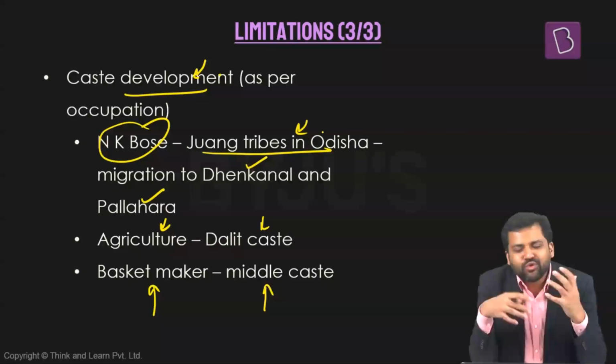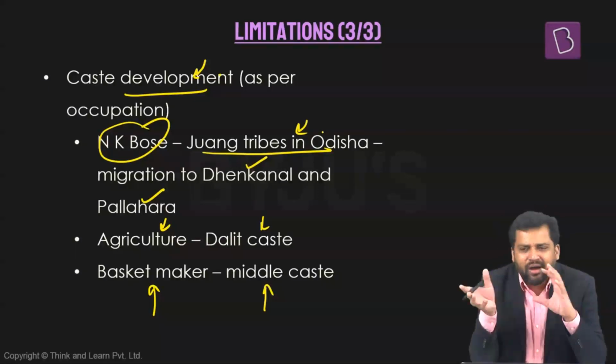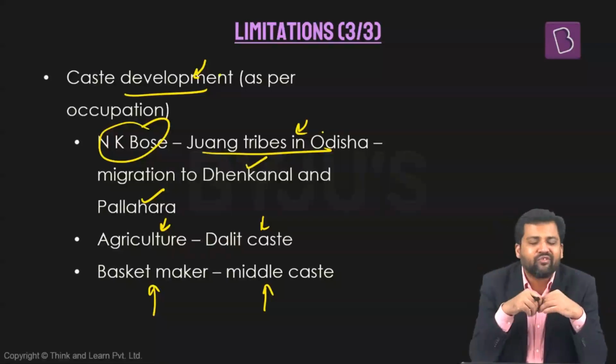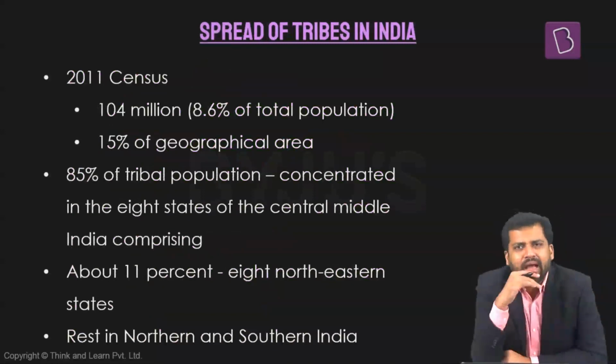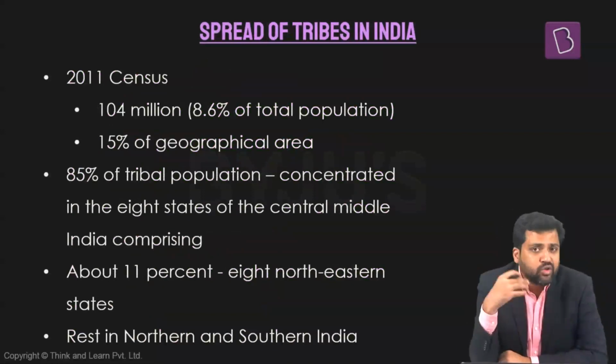So we initially saw what are those distinctive features among tribes, but all these features might not be equally applicable. Different tribal communities are at different levels at this point of time. And this is what makes it difficult for sociologists, anthropologists, policymakers, or whoever is trying to understand tribes in India. Now, what we will do is we'll try to understand the spread of tribes in India. We'll try to understand which are those places where you have concentration of tribes.